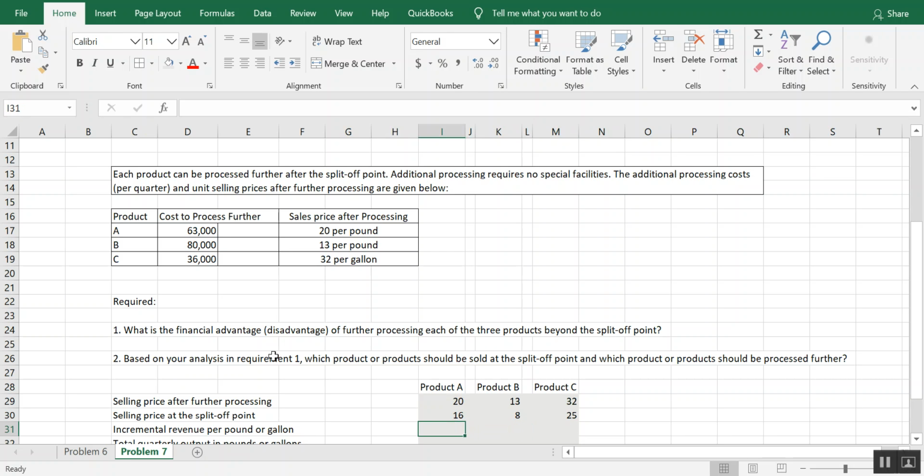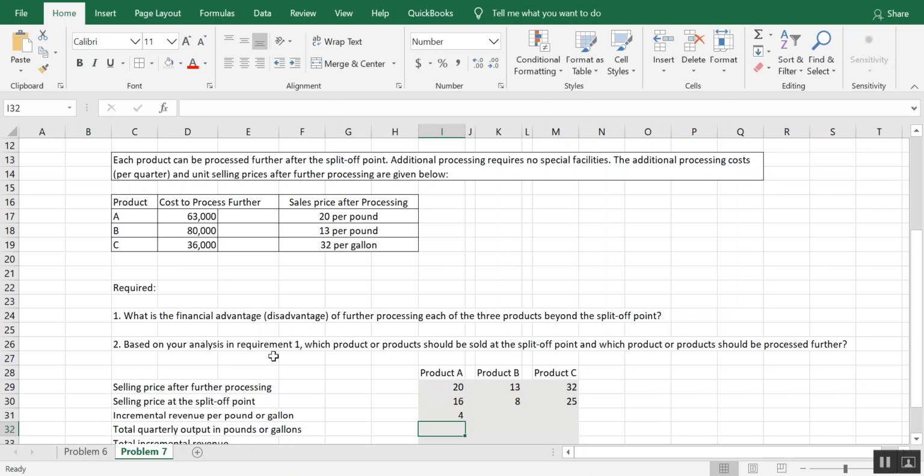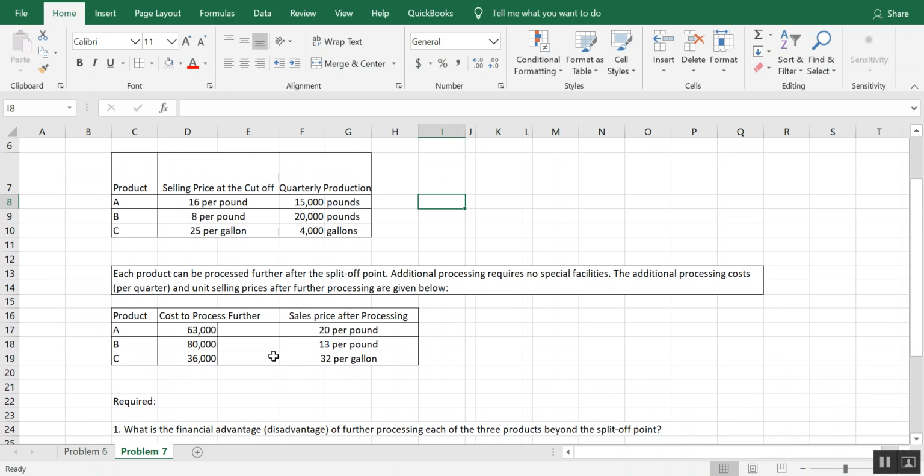What we want to do is say, what is the difference between the revenue we'll get if we produce further and what we would get if we'd sold it at split off? So we're just going to take the incremental revenue, which is the difference. For product A, the incremental revenue is $4 a pound. For product B, it's $5 a pound. And for product C, it's $7 a gallon. Now we want to see what the impact is going to be.